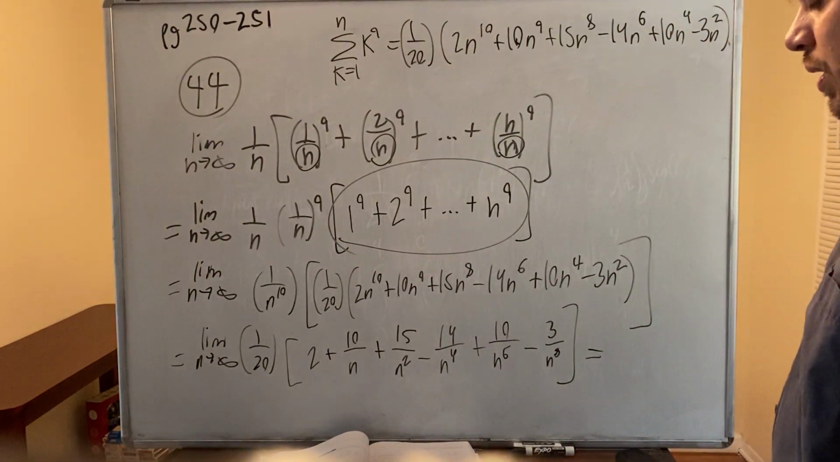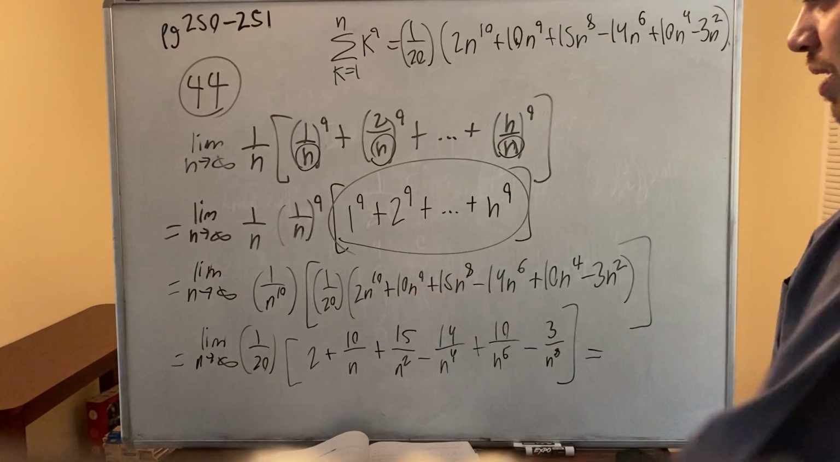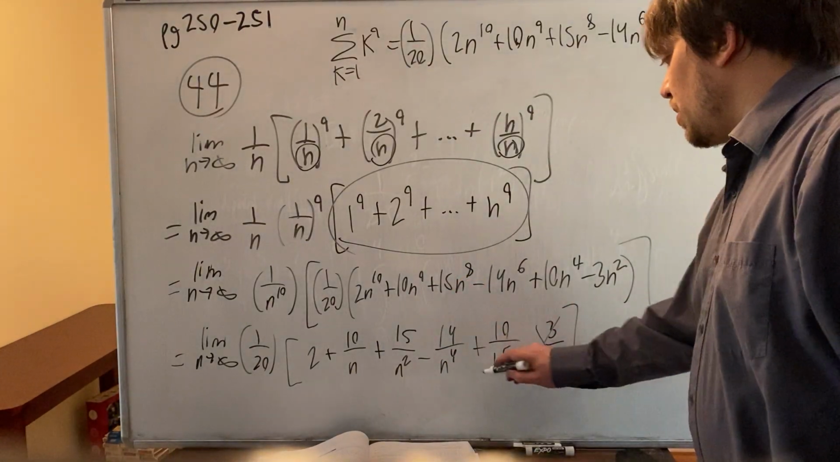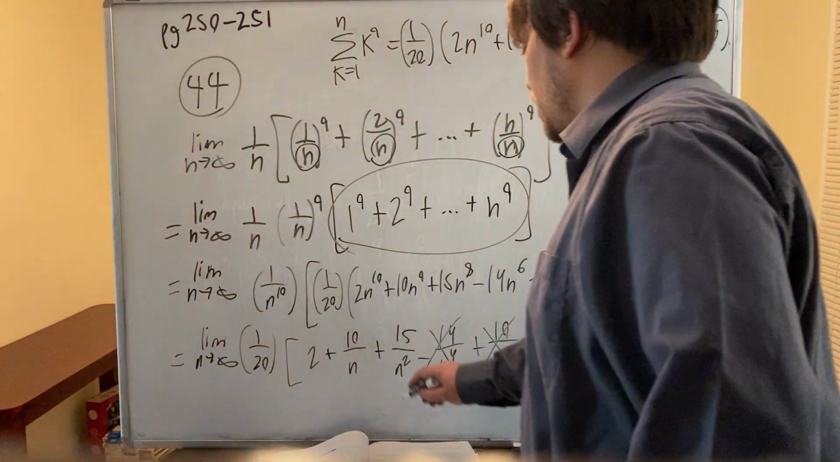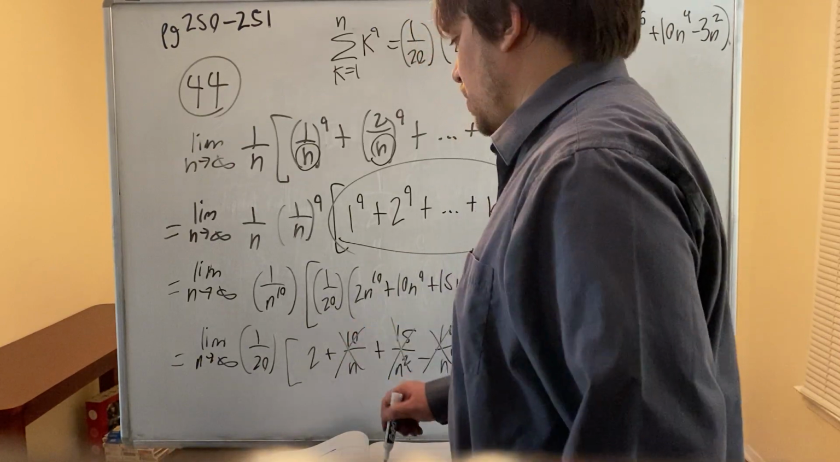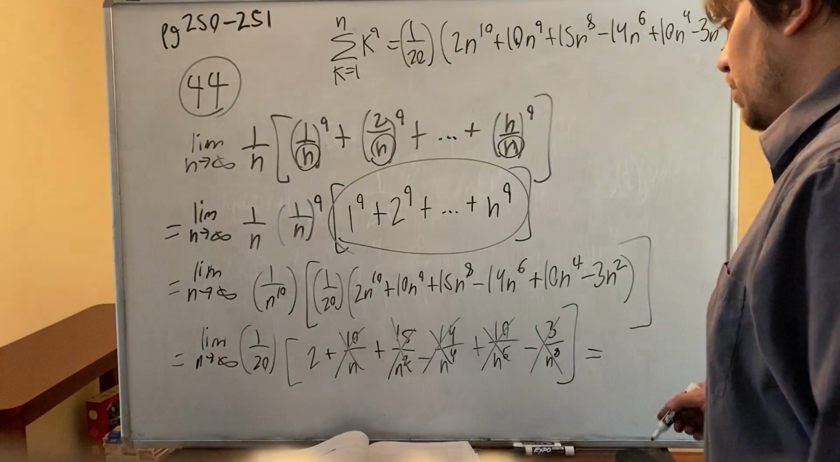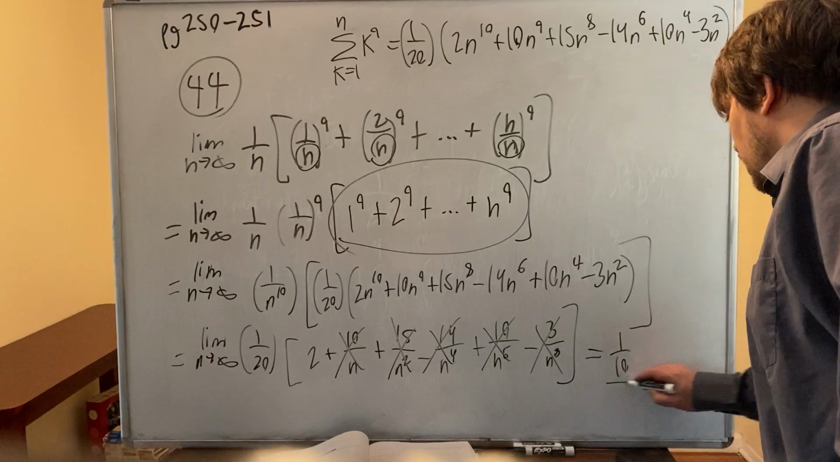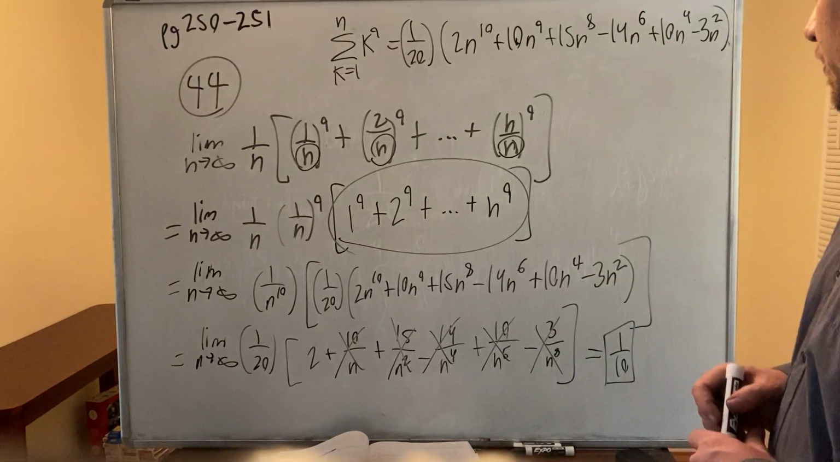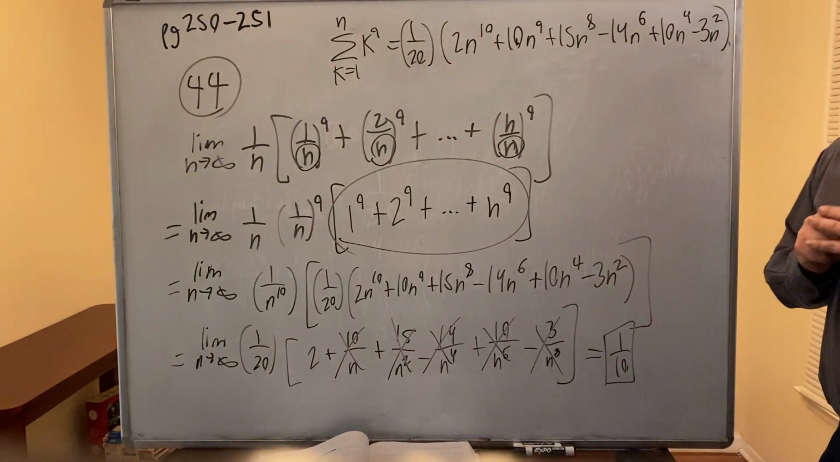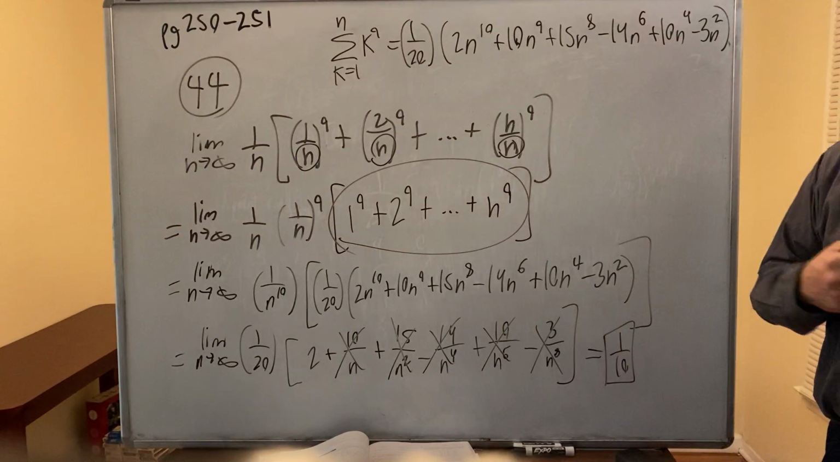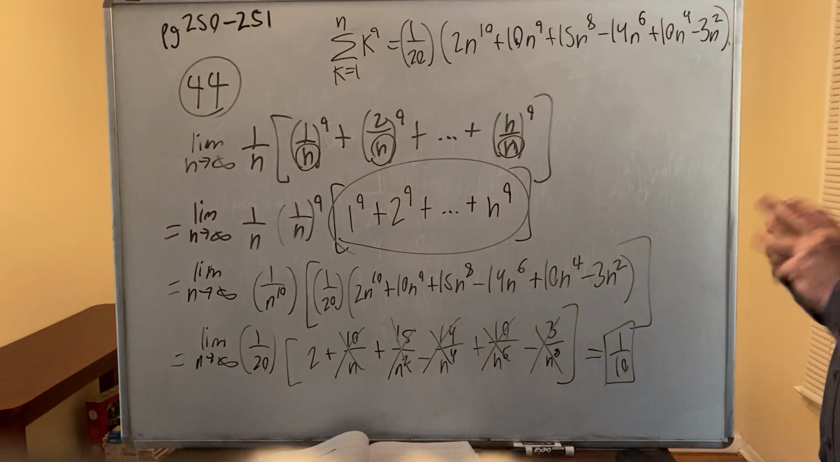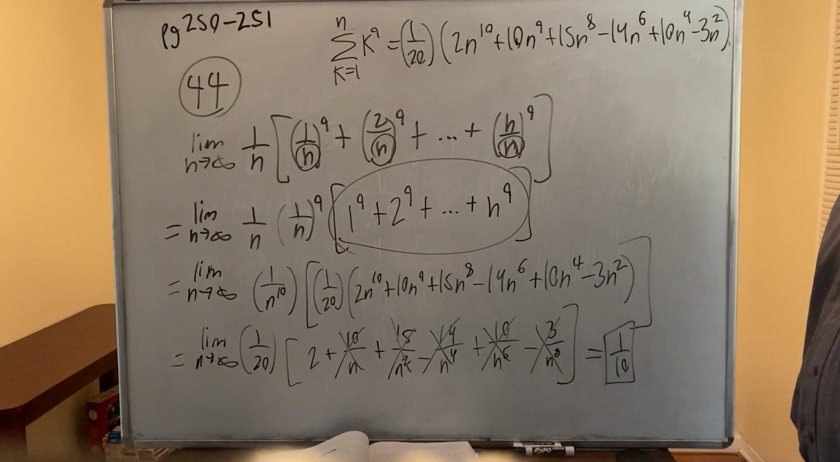If you take the limit as n approaches infinity, that goes to 0, that goes to 0, that goes to 0, that goes to 0, that goes to 0. So you get 1 over 20 times 2, which is 1 over 10. The final answer is 1 over 10. So number 44 is 1 over 10.